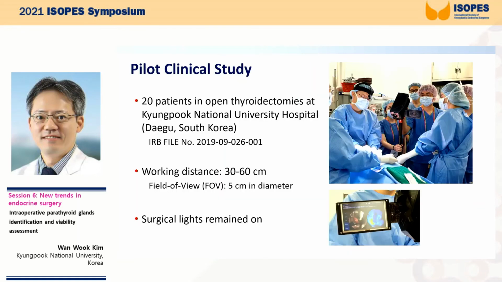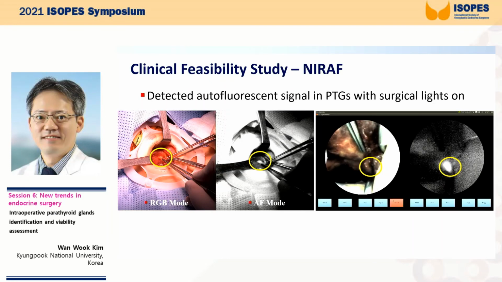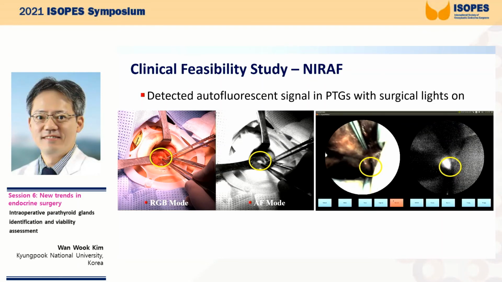After confirming our device's feasibility in an animal model, we moved on to a pilot clinical study in our Kyungpook National University Hospital. Here is an example of feasibility data using near-infrared autofluorescence imaging. It's hard to visualize the parathyroid gland just looking at the visible camera image on the left, but we can see the parathyroid gland indeed emits an autofluorescence signal on the right without any injection of dye.